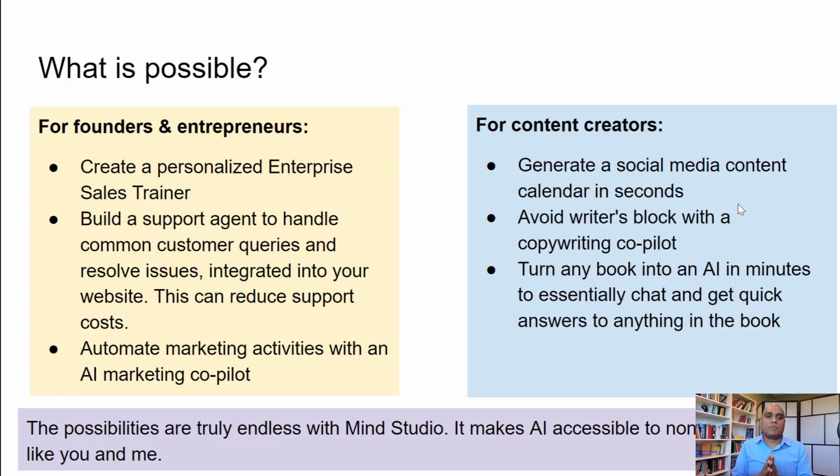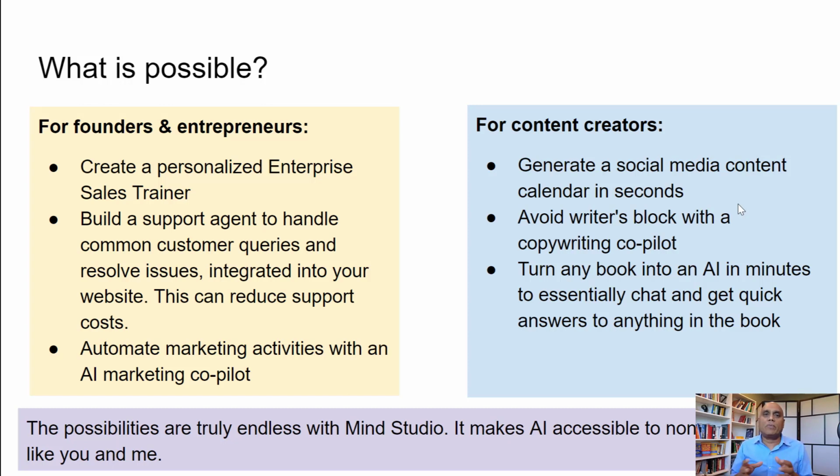Okay, so what is possible for me as a founder and entrepreneur? I can create a personalized enterprise sales trainer. Right, somebody I want to create, a trainer, and I can create it. I can build a chatbot or a support agent to handle common customer queries. So I have a book, as I mentioned. So if people have questions about the book, I fed the book already. So the chatbot I'm going to build can answer those questions. Okay, that way I don't have to be on call, answering all the questions.